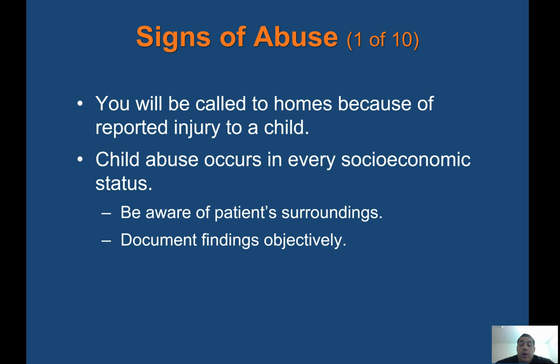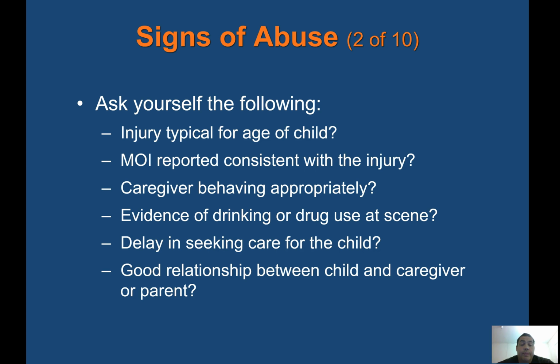Signs of abuse. You will be called to homes because of a reported injury to a child. Child abuse occurs in every socioeconomic status. Be aware of patient's surroundings. Document findings objectively. Ask yourself the following: Is the injury typical for the age of the child? Is the MOI reported consistent with the injury? So this is a big one.